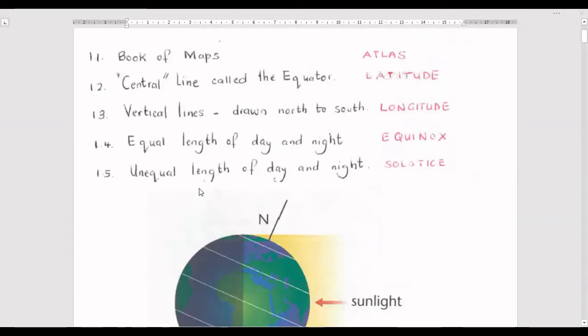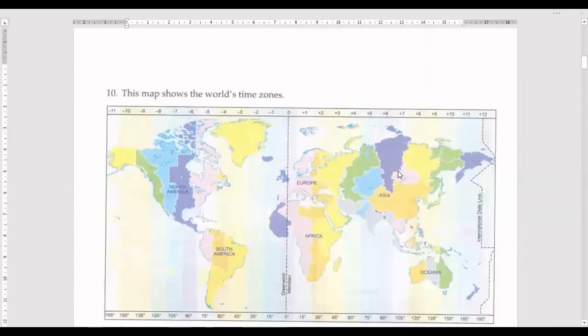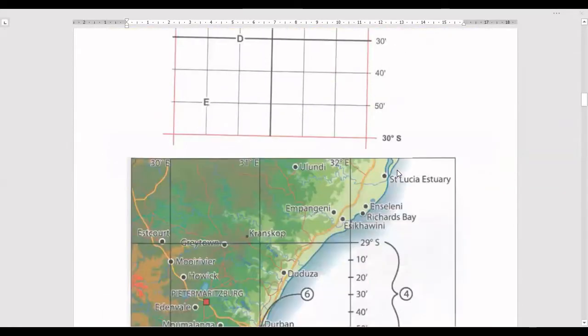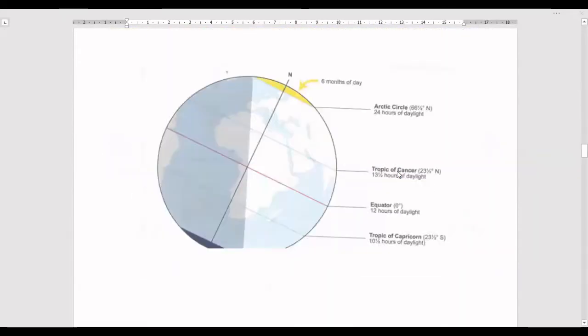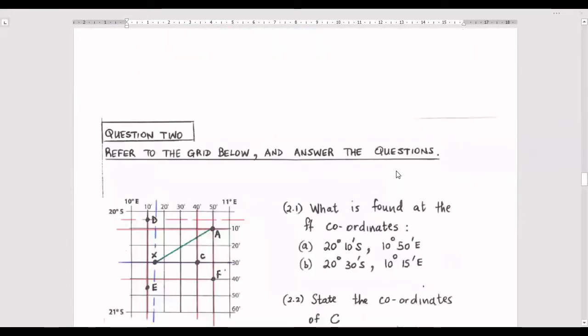When there's unequal length of day and night, it's called solstice. It can be a summer solstice, or it can be a winter solstice. And we'll talk more about that as we move on. Let's go on to question number 2, I think it is. Let's see where we are. We'll come back to our diagrams.